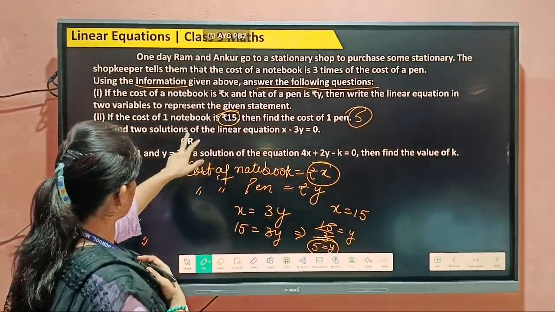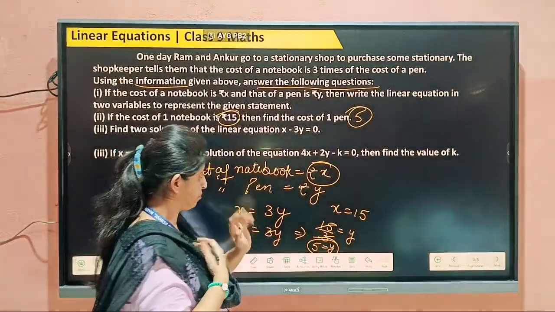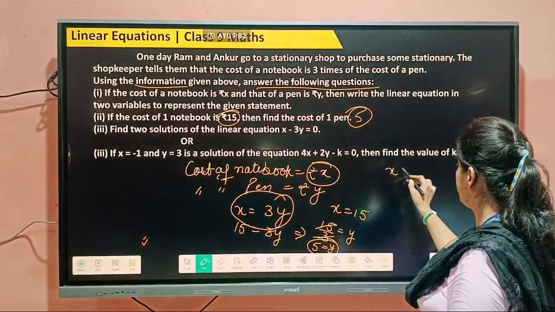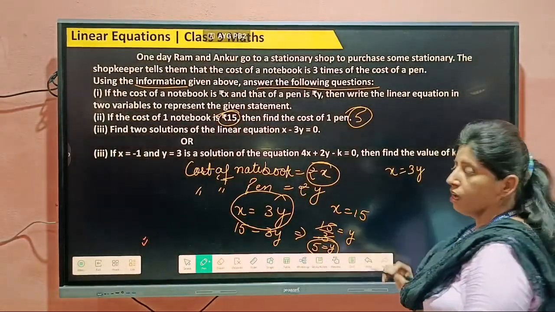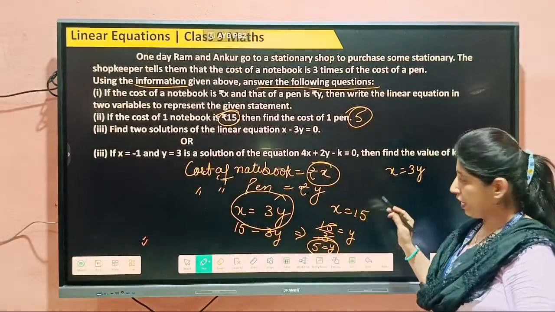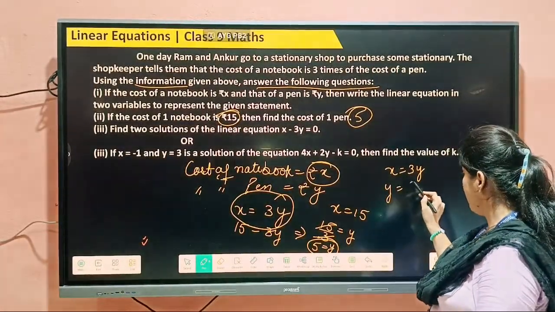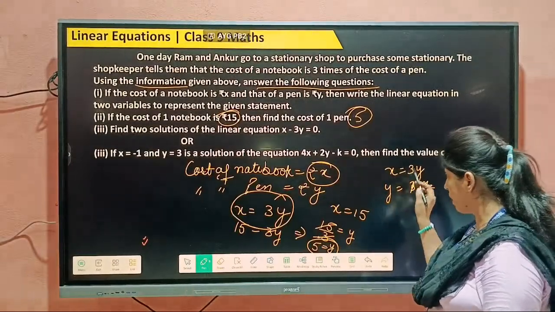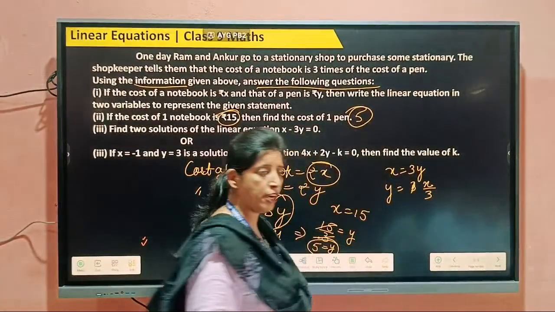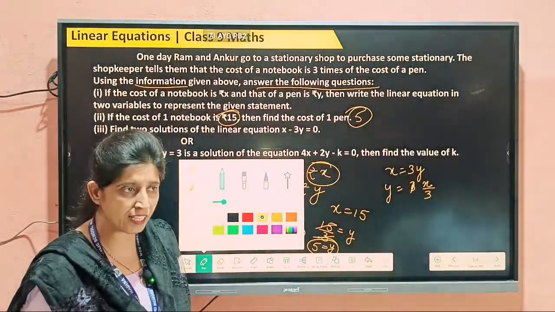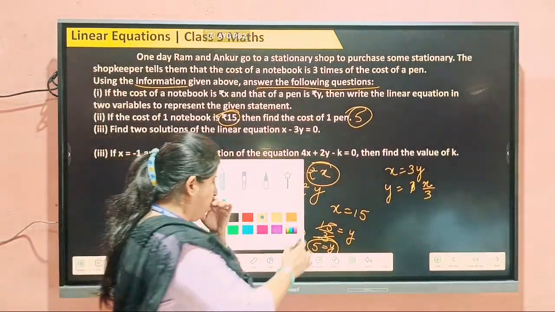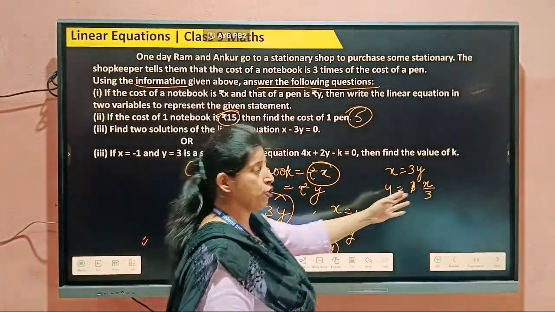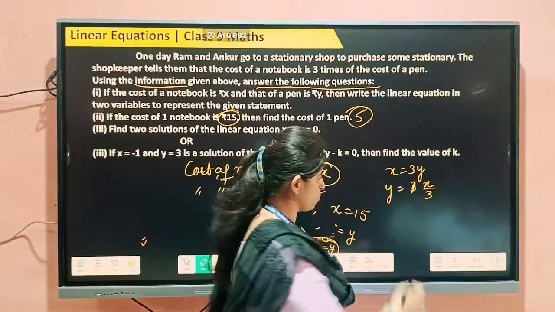Find two solutions of this linear equation. Because we have found X is equal to 3y. Now what you will do, take Y on one side and X on the other side. This 3 will go to the denominator of X, right? We can write it like this. Now two solutions we have to find. Put any two values here, and you will get two solutions.